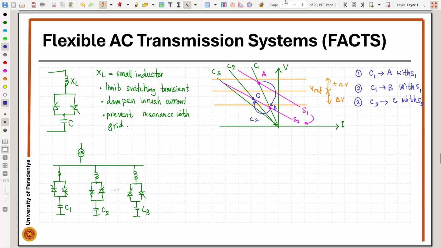So in the next class, we will look at the SVC and the advanced static var compensator. Also, we will look at how we can realize the series compensation practically. Do you have any questions from the material that we covered in today's class?